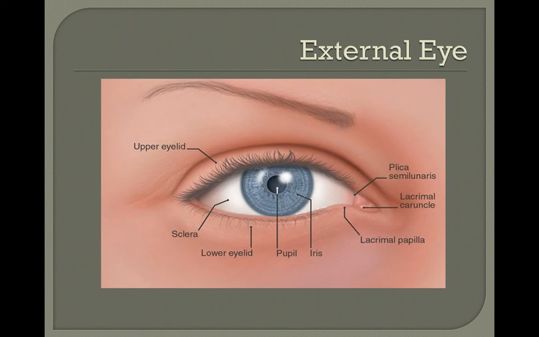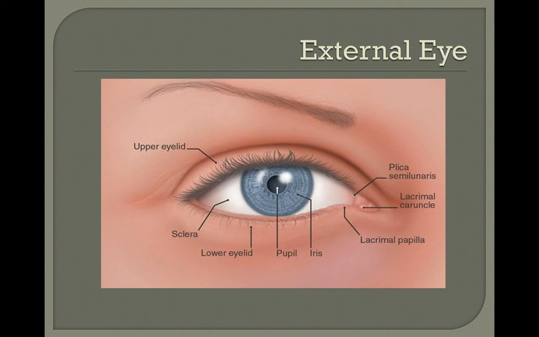Next, we have the conjunctiva, and it covers the inner surface of the eyelids, and this is also known as the palpebral conjunctiva. It should also be noted that it extends over the sclera, and it's responsible for secreting mucus and tears. Mucous membranes are there to protect our eyes.